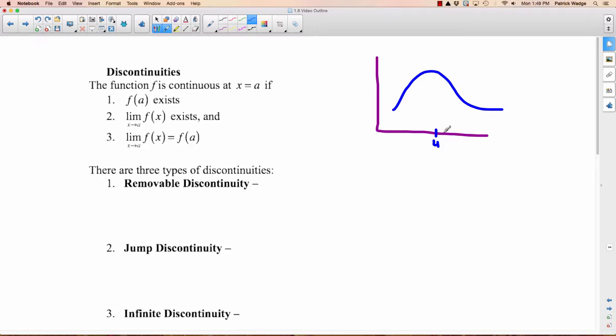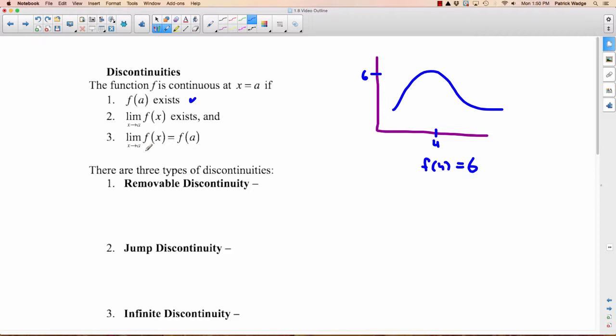So in order for this to be continuous at that point 4, where our a value is 4, f of 4 would need to exist. Does it? Sure does, because there's a point right there. Which point is it? I don't know. Let's just say it's 6. I don't know for sure it actually is, but let's just say it's 6. Okay, so that would be met.